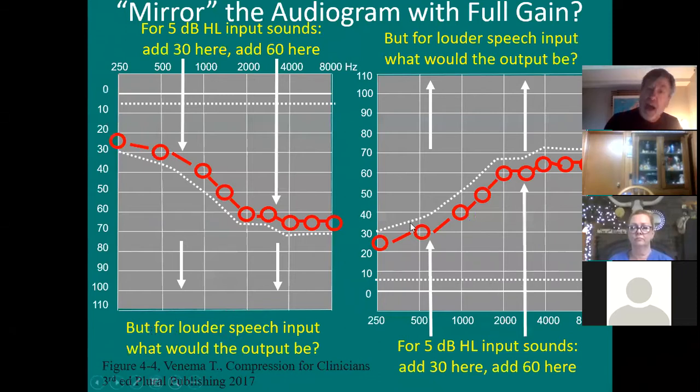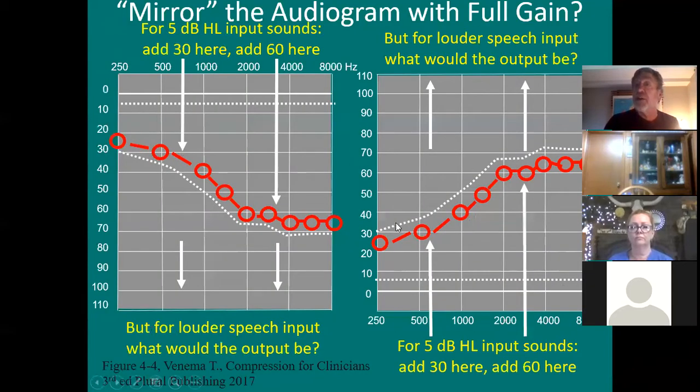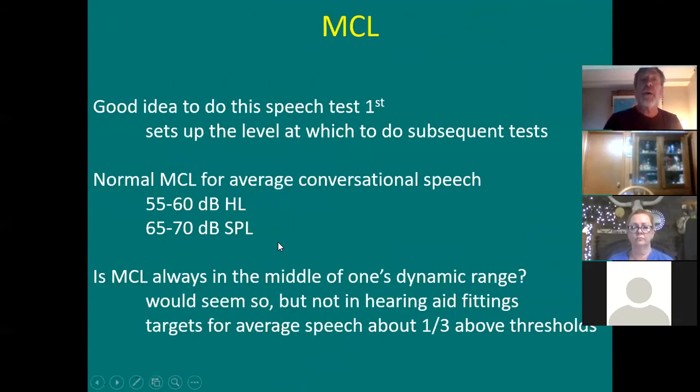Cool. So we said last week you cannot mirror the audiogram with full-on gain, because a 5 decibel sound, sure, I can amplify that by the full degree of the loss. All I'm doing in the right panel here is taking the left one and flipping it right side up. So I can amplify a 5 dB sound by the full degree of the loss, no problem. But if the input is 50, I can't amplify by the full degree of the loss.